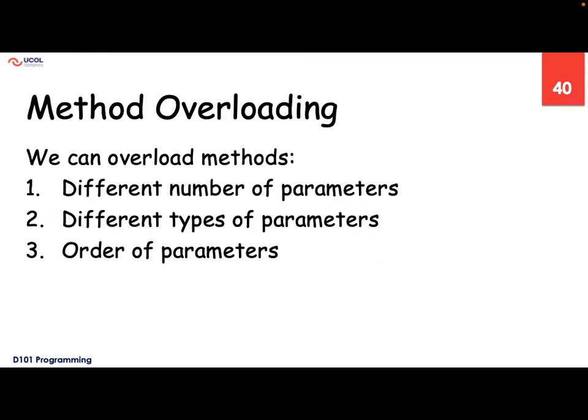So, we can overload methods with a different number of parameters: 1, 2, 3, 4, 5, maybe all of the same type, that does not matter. Or they can have different types of parameters, or they can have a different order. So, these are the three ways to do method overloading.